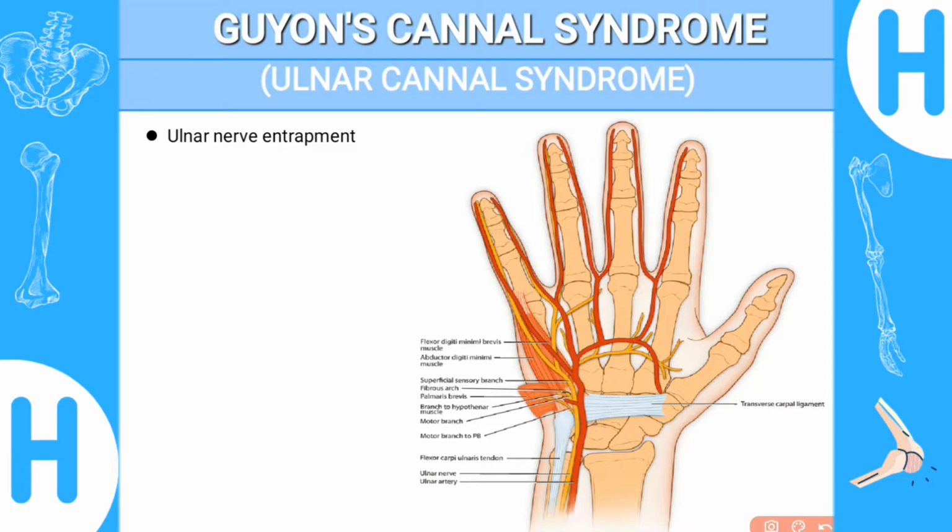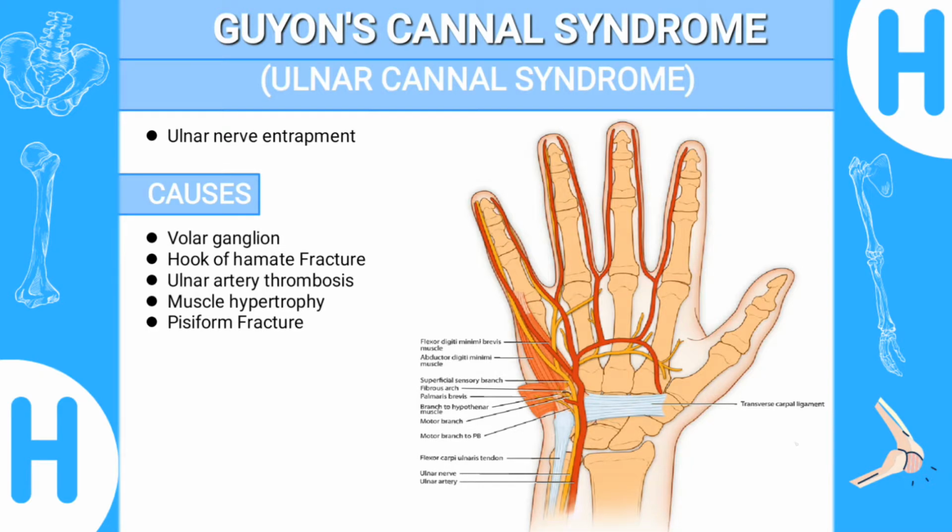Okay guys, so here we have the causes of Guyon's canal syndrome. First one is a Wöhler's ganglion. It is also known as a Wöhler's cyst, palmar cyst. The hook of hamate is fractured. Ulnar artery thrombosis, muscle hypertrophy, pisiform fracture. These are the causes of Guyon's canal syndrome. The test for Guyon's canal syndrome is Froment's test, that is positive in case of Guyon's canal syndrome.